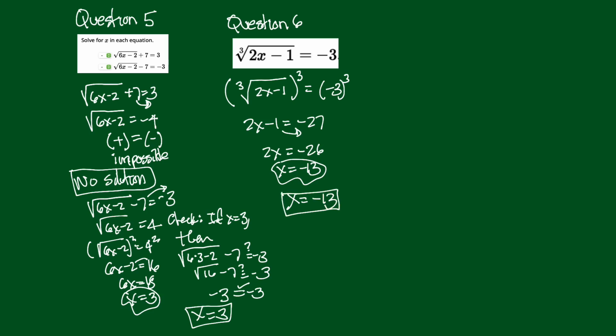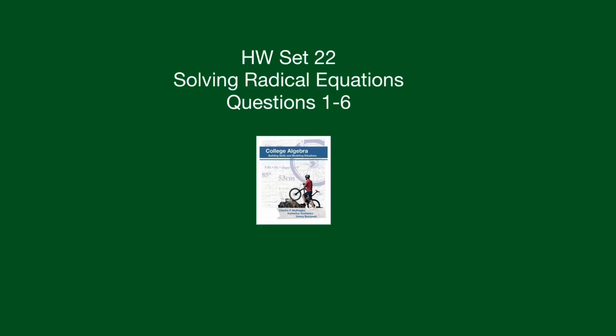But here's the thing. When you raise both sides of an equation to an even power, you have to check. If you raise it to an odd power, you should check, but you really don't have to. So I'm going to claim that x is negative 13. All right, and that finishes up our first part of homework set 22.